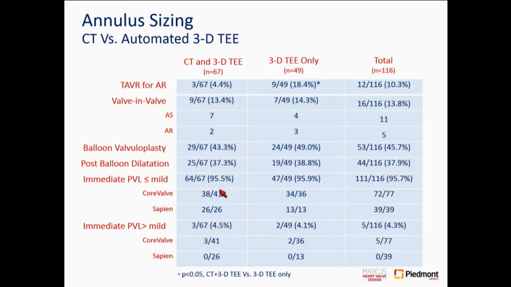In all other parameters, these two groups were very comparable. Please note that mild PVL was the rule, less than mild PVL, sometimes no or trace PVL, whereas greater than mild PVL was seen only in a small number of patients, whether it be a CT approach or a 3D TEE only approach. The PVL rates were very comparable, and the CoreValve and the Sapien valve breakdown is shown here, both for greater than mild PVL and less than mild PVL.